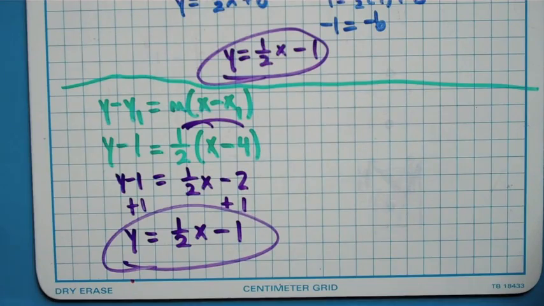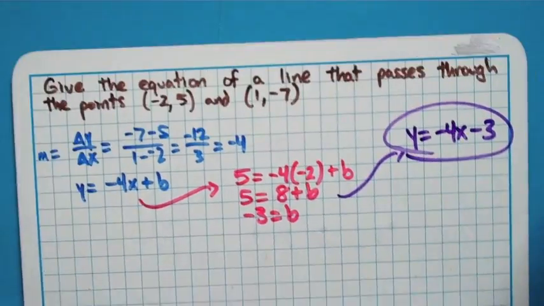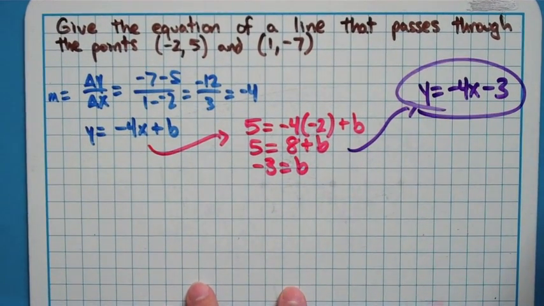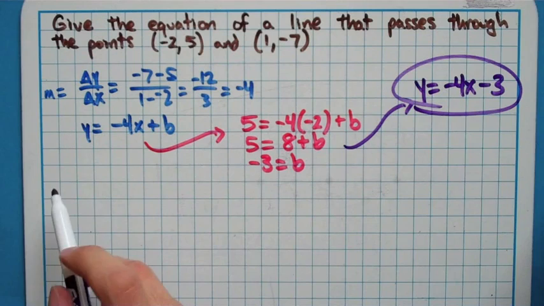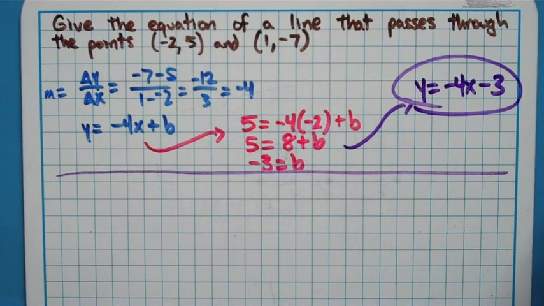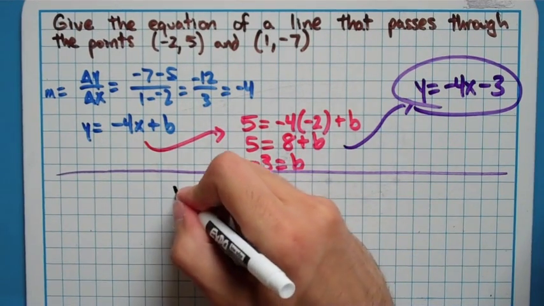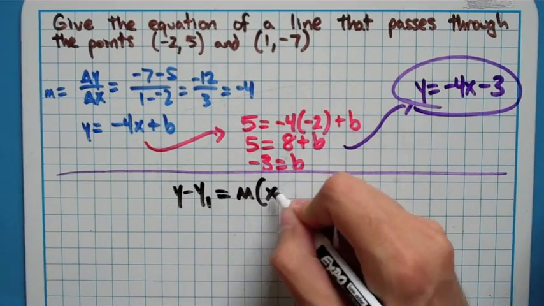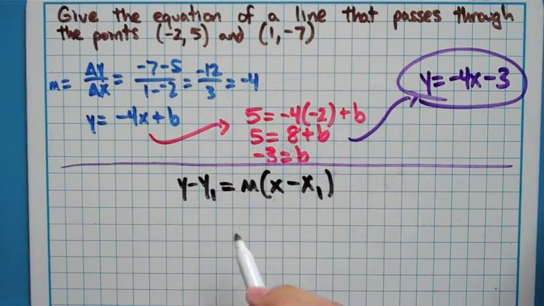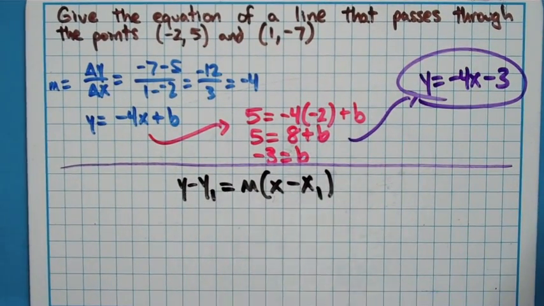I want to do one more problem, and I'll choose the other one from our last video. Again, here's a reworked example. It's the problem that we did before, written slightly differently. And let's do this now with our new point-slope formula. So according to point-slope, our formula says it's going to be y minus y1 equals m times x minus x1. We're going to plug in for our x and y.